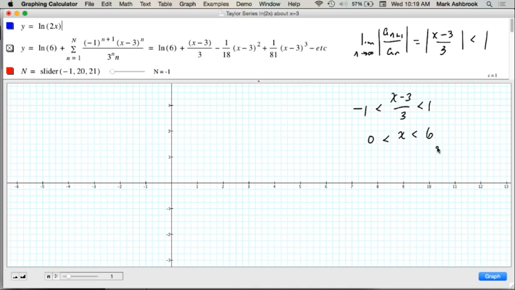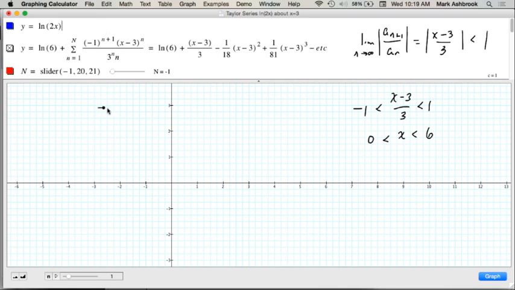Any questions about that? Did some of you get that? So we've got some thumbs up. Okay. And then we can check the endpoints. So what about 0? If we plug 0 in for x, the 3 to the n's go away. I think it's harmonic. Oh, no, wait a sec. Because it's the n and the n plus 1.